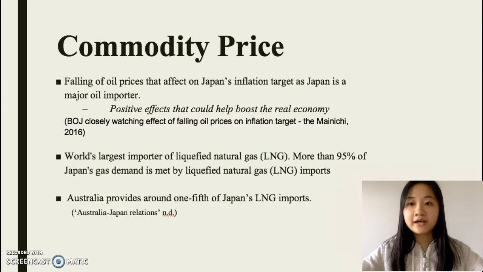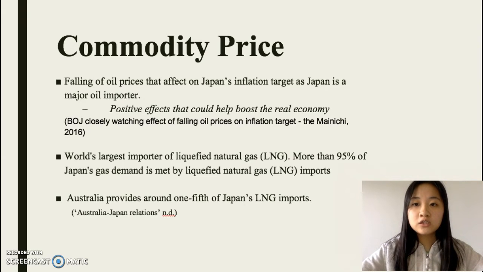For commodity price, the low oil prices do not affect much on the commodity prices, as cheap oil prices will help boost the real economy through reduced cost burdens on businesses and households. If oil prices can lead to increasing investment and consumption, prices will be pushed up. So in order to achieve the 2% inflation rate, falling oil prices must fade away.